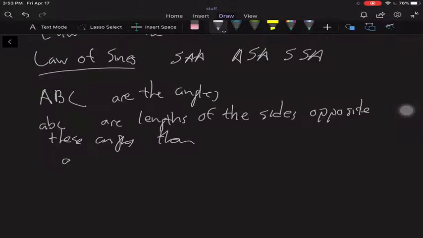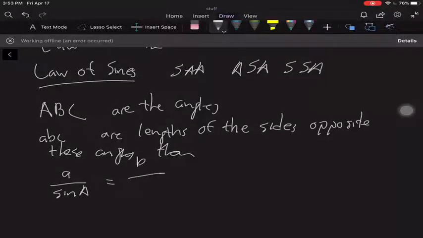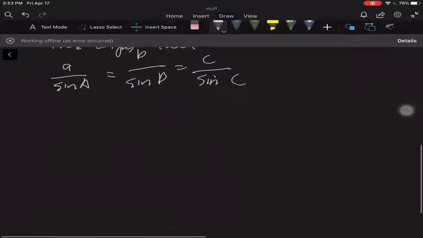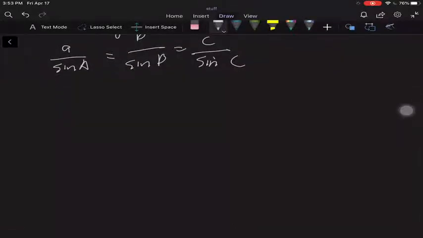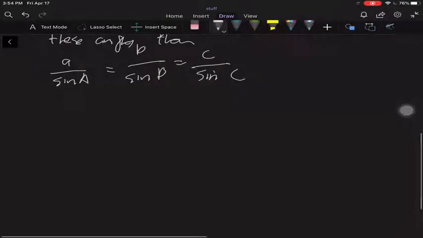The law of sines says a over sine A is equal to b over sine B, which is equal to c over sine C. The ratio of the length of the side of any triangle to the sine of the angle opposite that side is the same for all 3 sides of the triangle. So let's take a look at some examples.